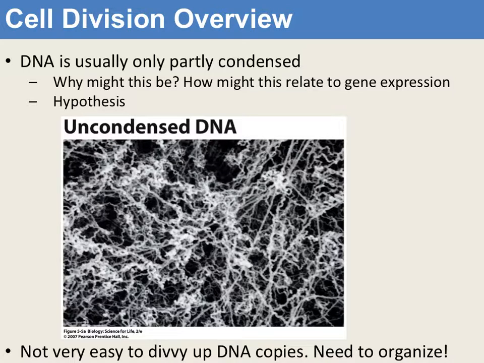So this is kind of what uncondensed DNA looks like. It's actually partially condensed. If it was all condensed in chromosomes, it wouldn't be able to function properly. One of the reasons that it's able to function is to spread out, and certain sites are then able to actually produce proteins.